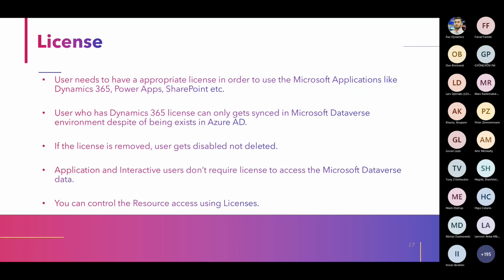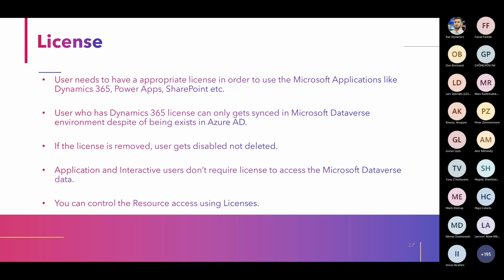Now, you can control resource access using licenses. For example, in your Dynamics 365 instance, you have a lot of apps: Omnichannel, Customer Service, the Sales app, and a lot of Power Platform components. If you want to control access to the resources using licenses, you can provide the license for a Power Platform and not provide the license for a particular app. Then you can manage the resource access using licenses as well.